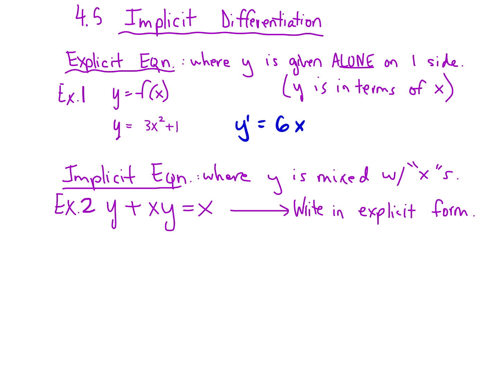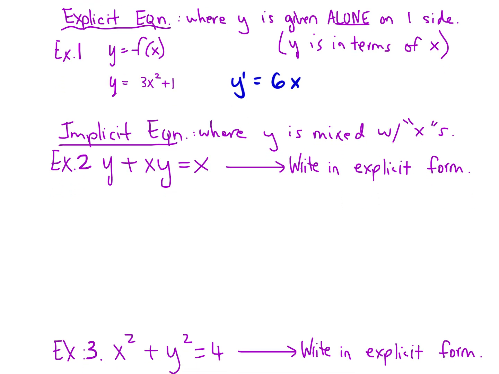An implicit equation is where y is mixed with the x's. So that's what we're going to be taking the derivative of now, an implicit equation, where y is going to be mixed in with the x's. Sometimes we can get the y to be all by itself.